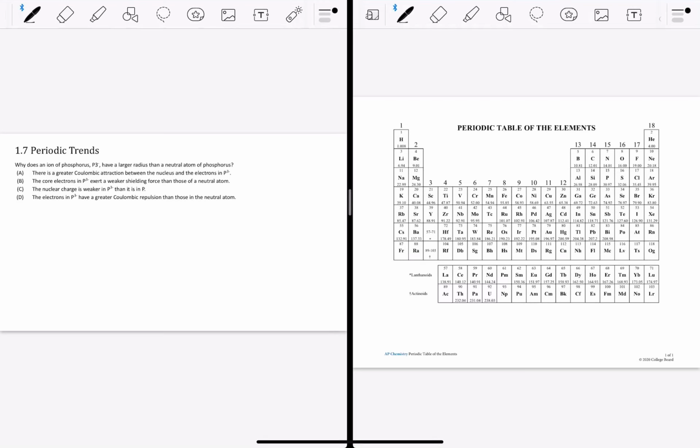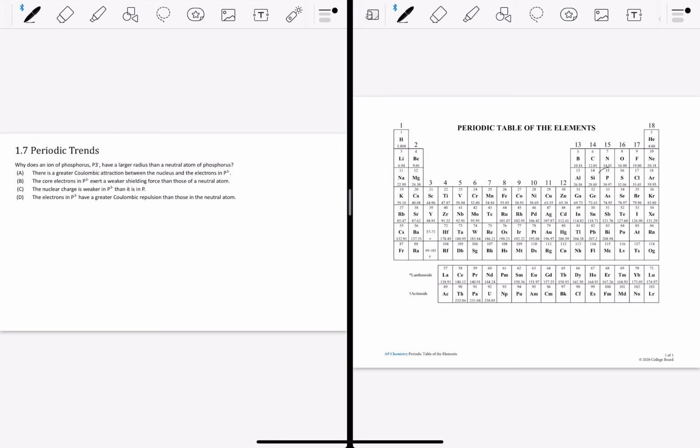Unit 1.7 Periodic Trends. Why does an ion of phosphorus P3- have a larger radius than a neutral atom of phosphorus? A. There is greater Coulombic attraction between the nucleus and the electrons in P3-. B. The core electrons in P3- exert a weaker shielding force than those of a neutral atom. C. The nuclear charge is weaker in P3- than it is in P. D. The electrons in P3- have a greater Coulombic repulsion than those in the neutral atom.